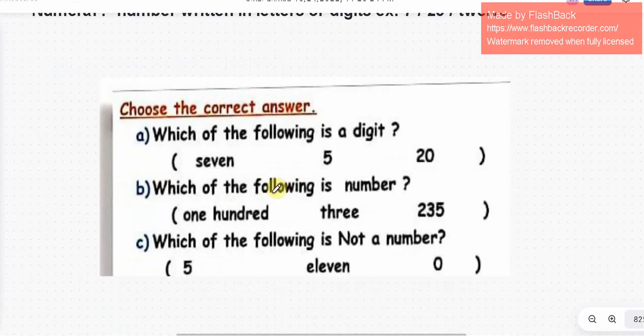What is the correct answer? Which of the following is a digit? Of course, 5 is a digit. Which of the following is a number? Number with digits. Which of the following is not a number? 11 in letters, so it's numeral.